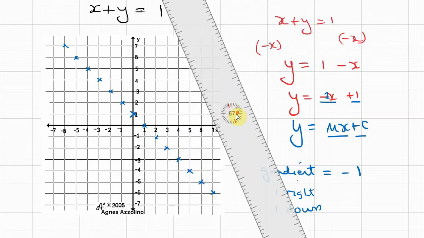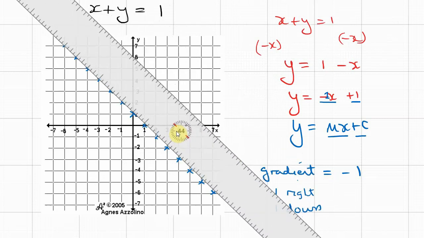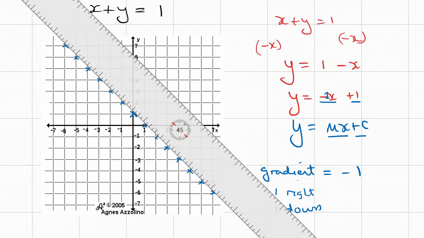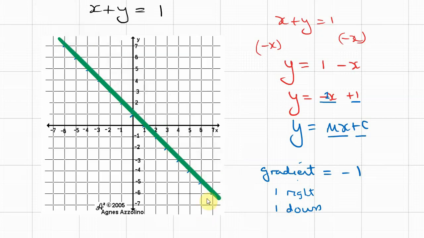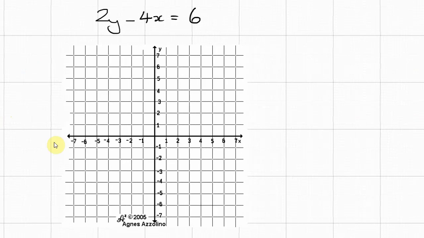So as I spin my ruler around, perfect. I'll go in green this time. I've got a nice colour for the finale, so hang around for that. There we go. Bit of a thicker line, but that would be what our line looks like. So the important thing is to rearrange it to be y equals.